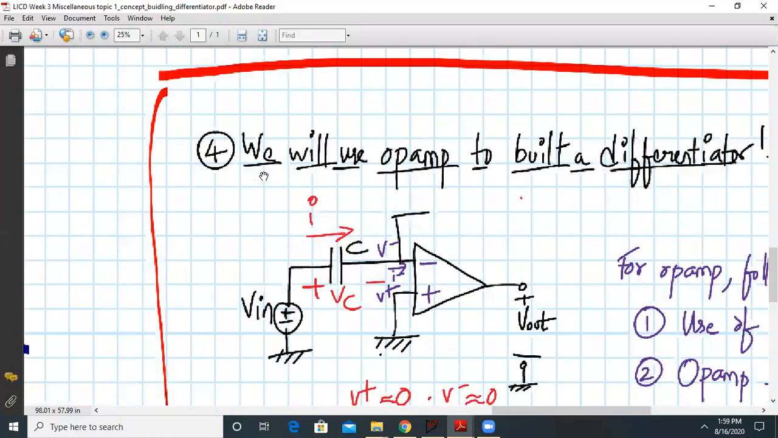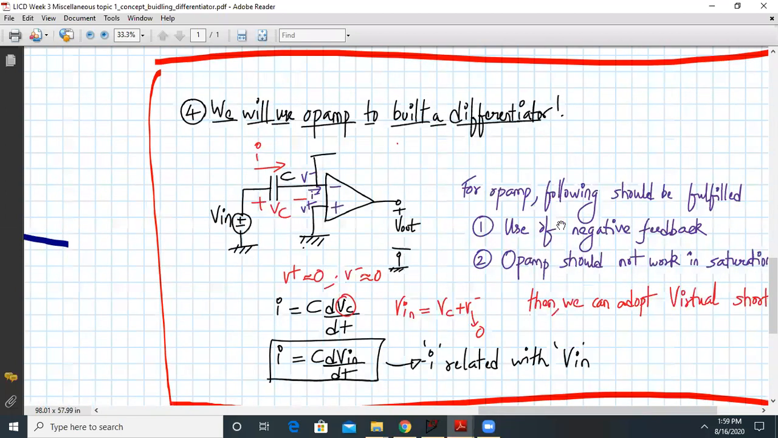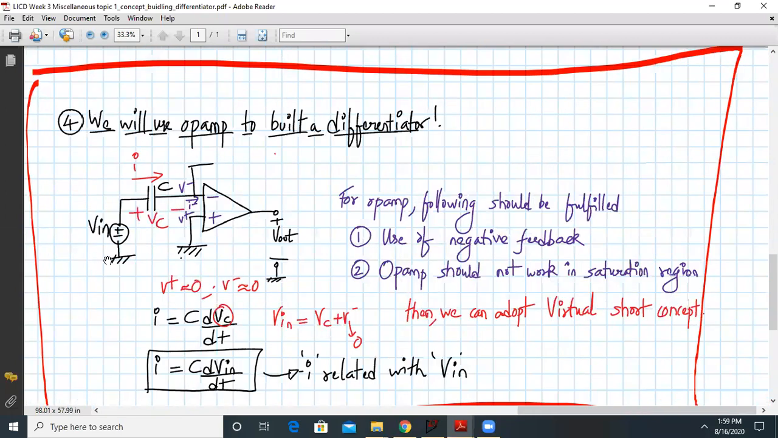So we will use an op amp to build a differentiator basically. First we will connect a voltage source, and we have connected a capacitor to this voltage source. But for the op amp, the following should be fulfilled. Number one, it should be using negative feedback, and number two, the op amp should not be working in the saturation region. Then only we can adopt the virtual short concept.